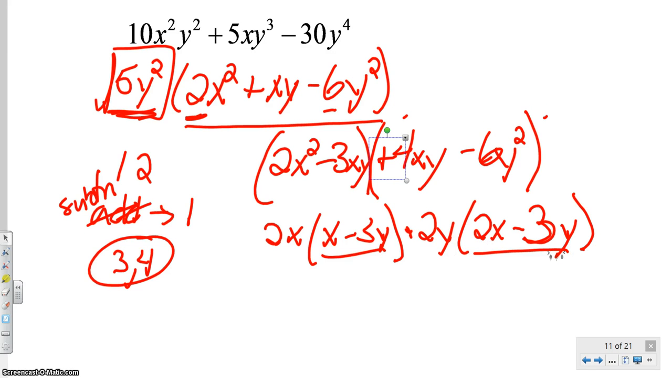So that means I made a mistake. If I look back here, I cannot factor out a 2 because 2 is not common in both of them. So there should not be a 2 right there. So therefore, the 2 should still be there. Now they are the same. So I'll rewrite that.